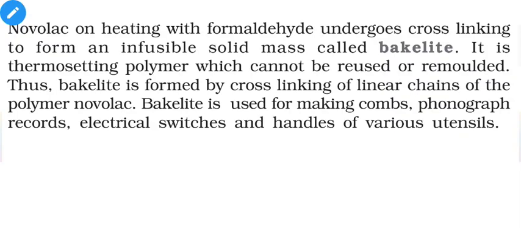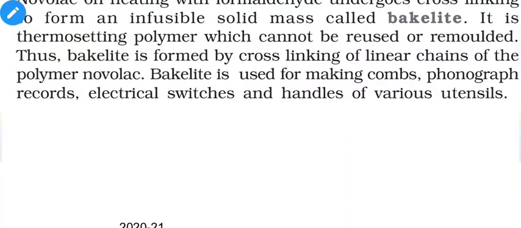Now Novolac is a linear compound, and we can further use it to form more complex polymers. So when we heat Novolac with formaldehyde, it undergoes cross-linking to form an infusible solid mass called bakelite. So bakelite is a thermosetting polymer which cannot be reused or remolded. Thus bakelite is formed by cross-linking of linear chains of polymer Novolac. So we are using a polymer to create another polymer in this case. Bakelite is used for making combs, phonograph records, electrical switches, handles and various utensils because it has comparatively more strength. So let us discuss the structure of bakelite.